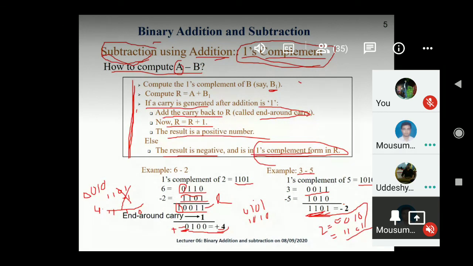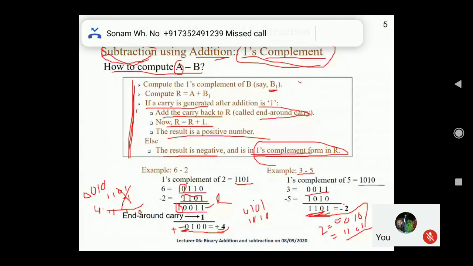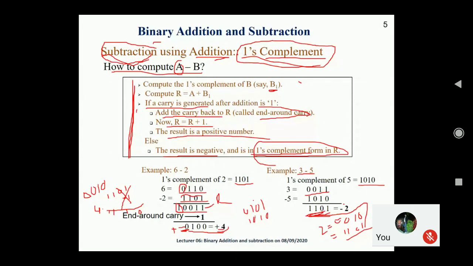Sir, in the second example, after adding the ones complement of 5, do we have to again add the negative to it? No, it is not required. See here, I am already giving the process within the rectangular box. See the third point: if carry is generated. But here no carry is generated, so directly we go to the else part.